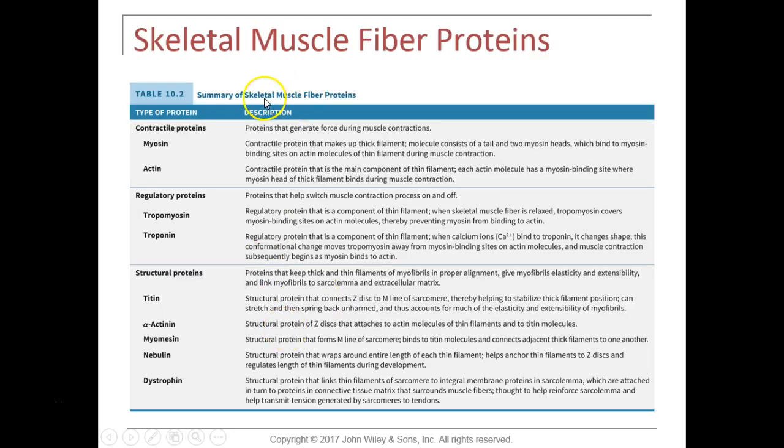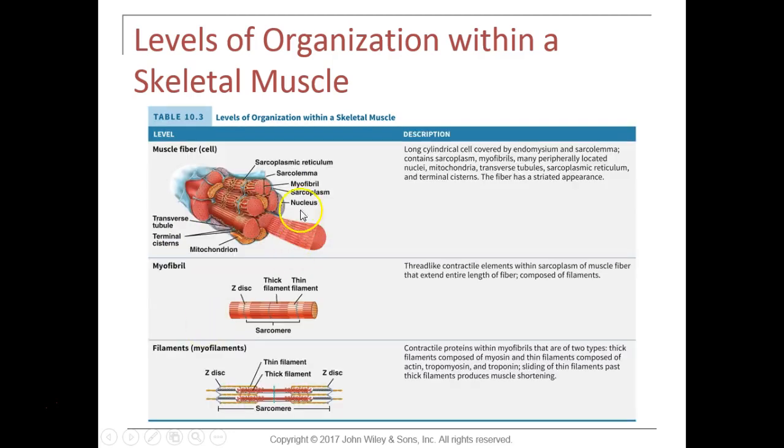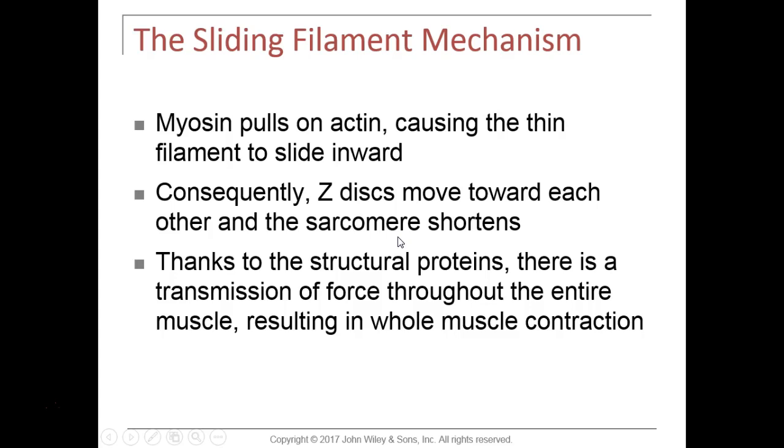Now, I want you to review the descriptions of these proteins that we just covered. This is just an overview of what I just mentioned about them, so just review that chart. And then this is the level of organization within skeletal muscle, describing some of the features we've talked about already, like the epimysium, the perimysium, and the endomysium, the fascicles, and structures within the muscle cell. Just go over their descriptions. This is a quick summary for you to finalize your study with.